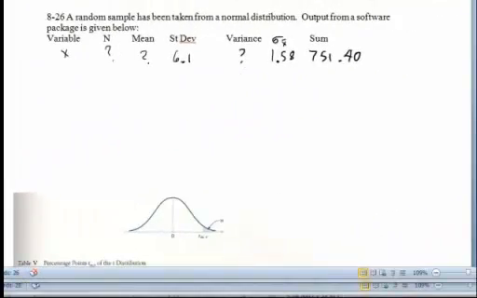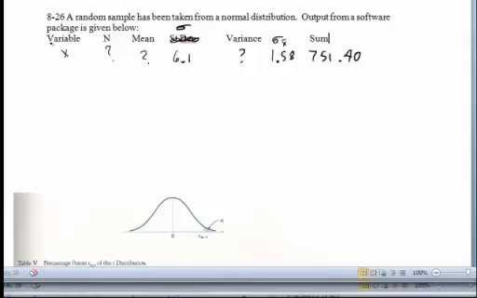Now let's work problem 8-26. In this problem, you're given a random sample that's been taken from a normal distribution, and the software package gives you the following information. It's a spurious software package, so it only gives you some of what you need. Well, this is standard deviation, but we'll cross that out and just go like this.